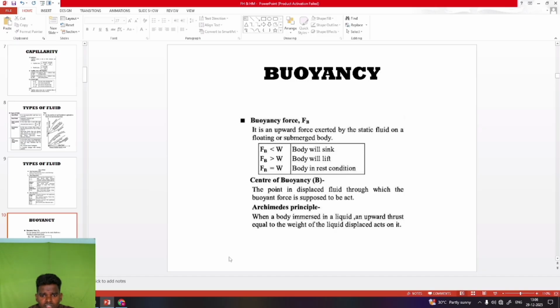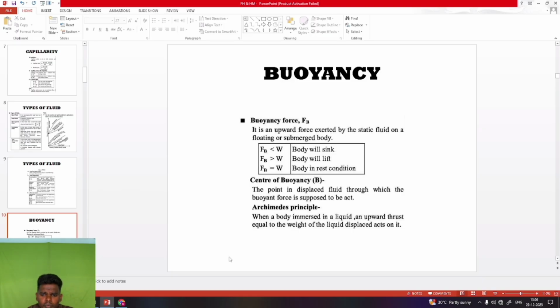If the floating body density is less than water density, the body will sink. If the buoyancy force is greater than the weight, the body will lift. If the buoyancy force is equal to the weight, the body is in rest condition.